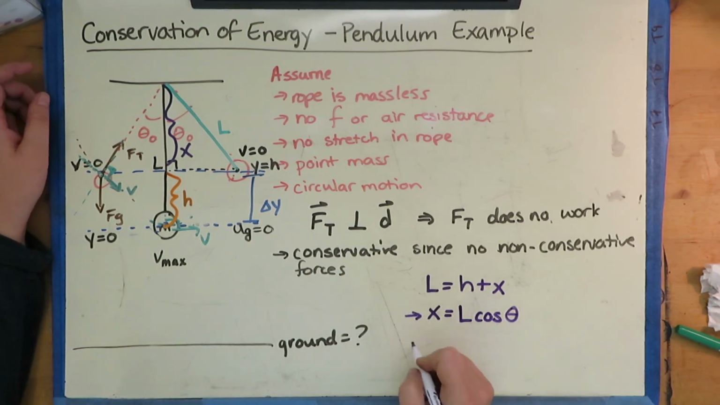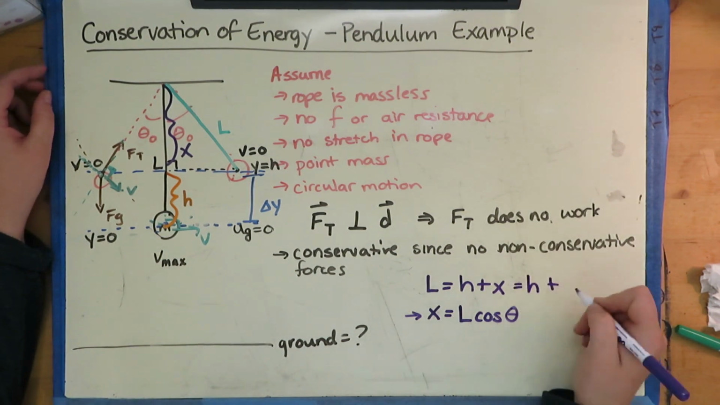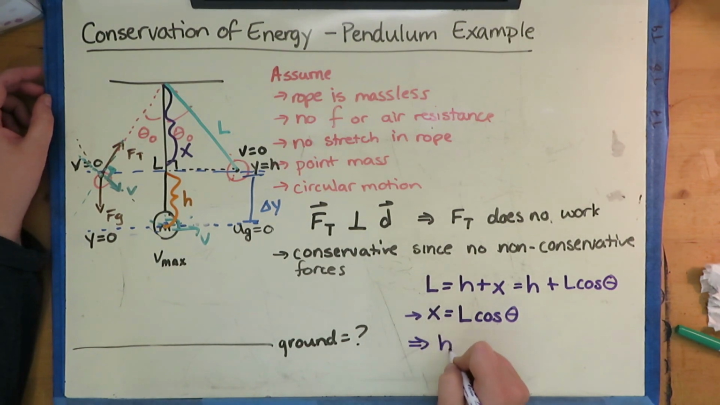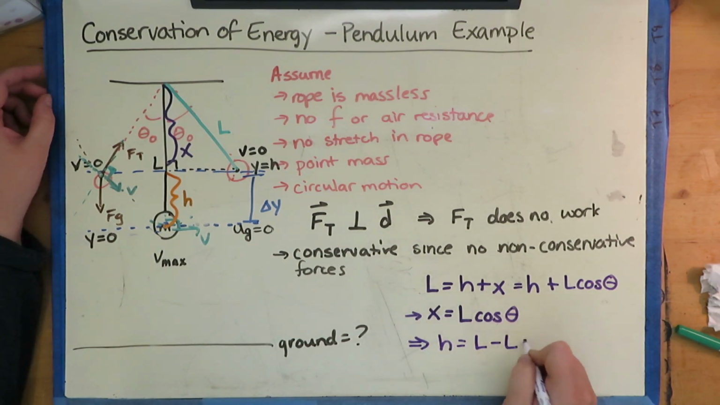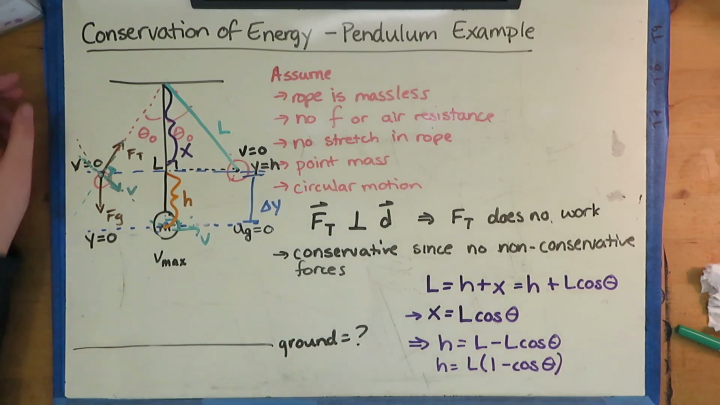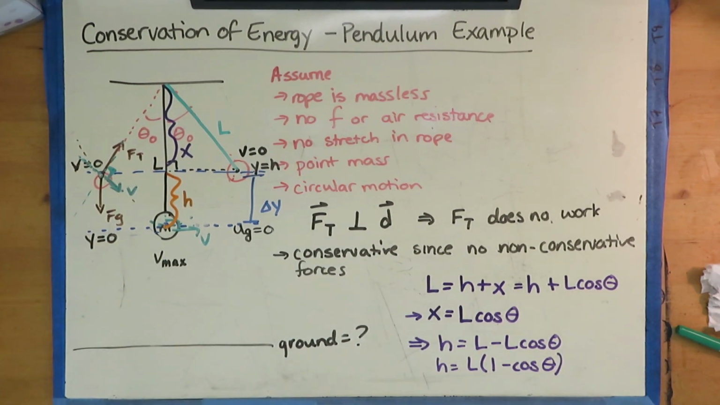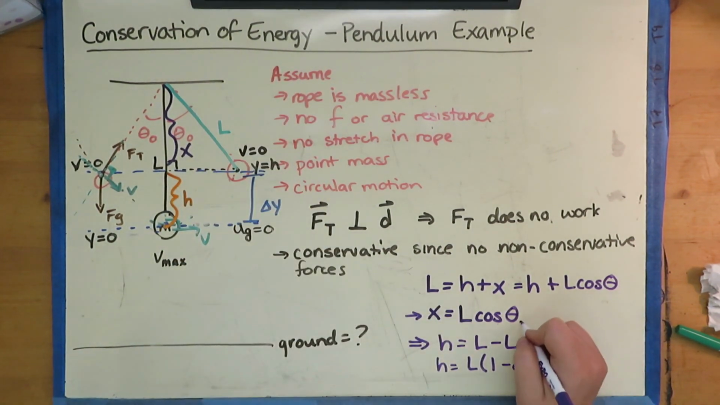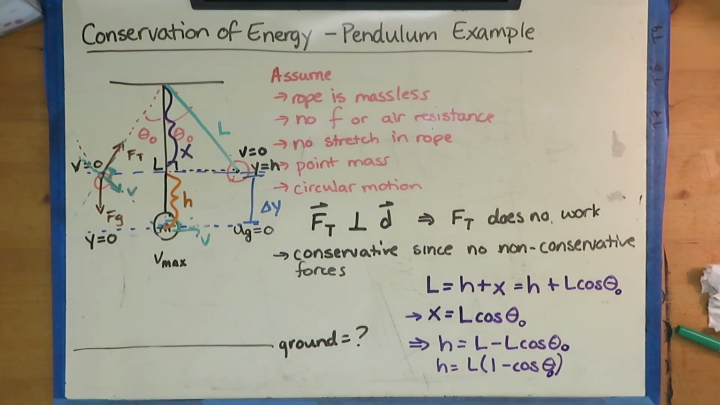So that means that L is equal to H plus X, which is going to be H plus L cosine theta. So if I wanted to solve for H, it is going to equal L minus L cosine theta, or H is going to equal L times (1 minus cosine theta). So if I wanted to find that starting height, and I didn't know the height itself, but I knew my starting angle, and I should probably call it theta 0, because there are lots of possible angles, but that's my initial angle.